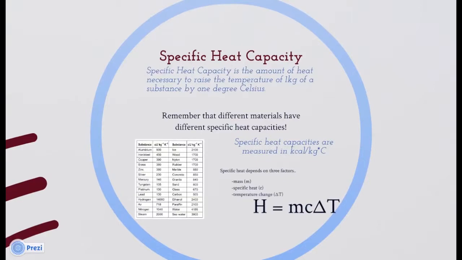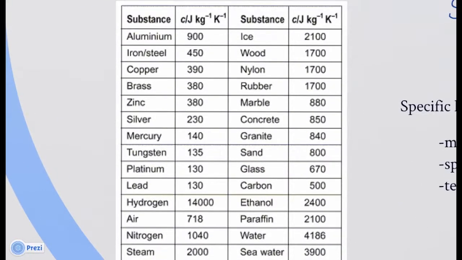Specific heat capacity. Specific heat capacity is the amount of heat necessary to raise the temperature of 1 kilogram of a substance by 1 degree Celsius. Remember that different materials have different specific heat capacities. Here's a table listing different substances, different specific heat capacities, such as aluminum, iron/steel, copper, brass, zinc, and so on.